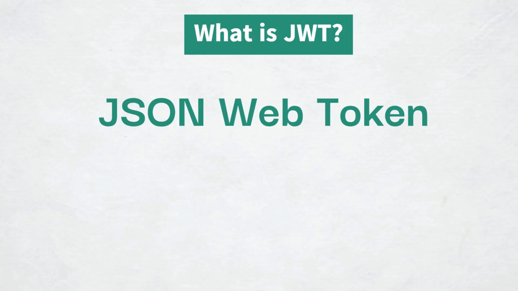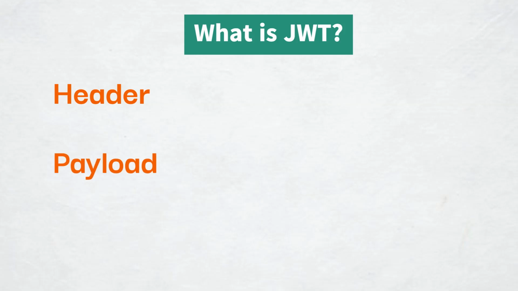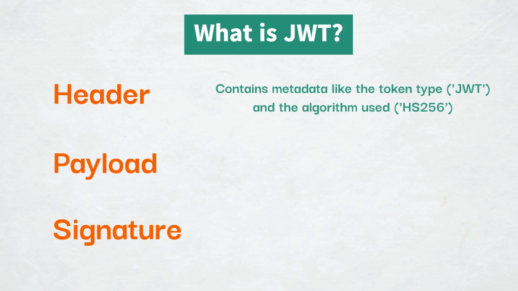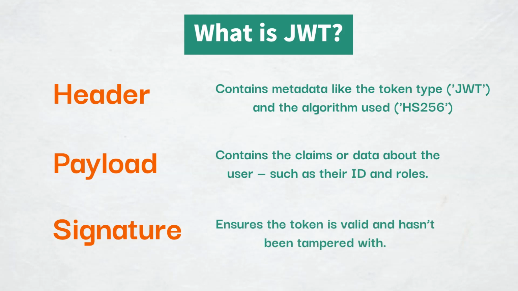JWT stands for JSON Web Token. It's like a secure ID card your server gives to the client to prove their identity when accessing protected resources. JWT is made up of three parts: header, payload, and signature. Header contains metadata like token type, that is JWT in this case, and the algorithm used. And payload contains the data about the user, such as their ID and roles. And signature ensures that the token is valid and has not been tampered with.